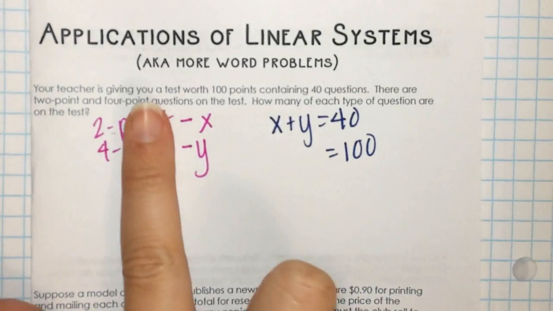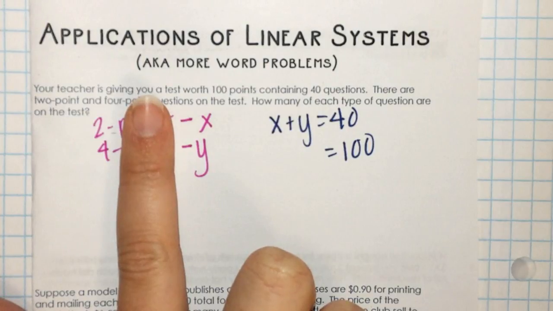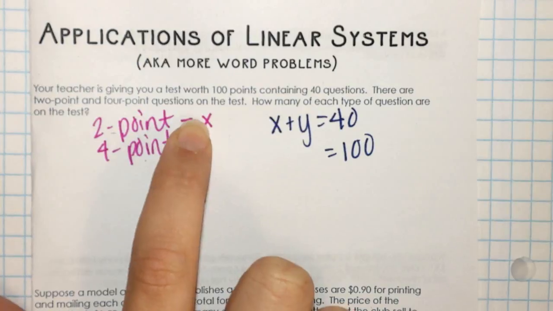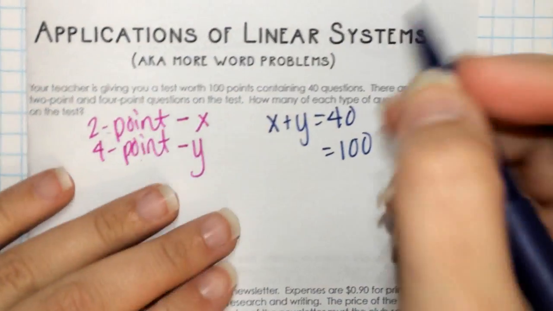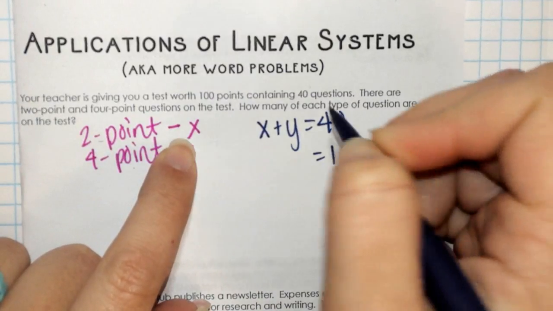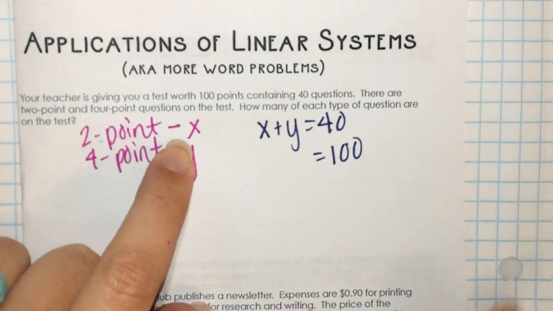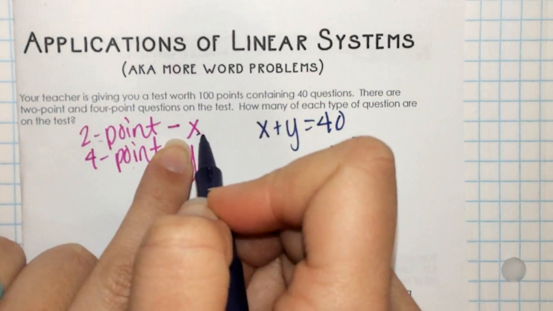If I cover up the word point, what do you see? 2 what? And 4... So do we know how many X's we have? No, we don't know how many we have of this yet. We don't know this yet. This is what we're looking for. That's the whole point of what we're doing.